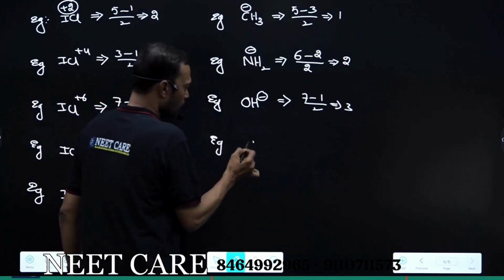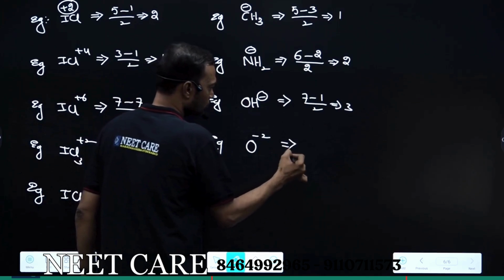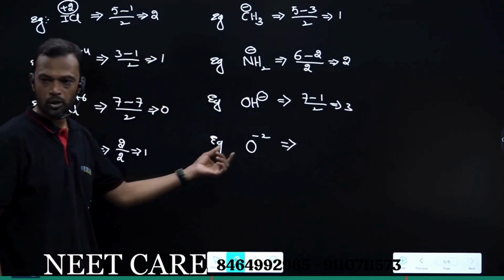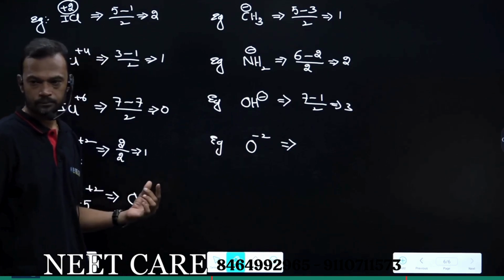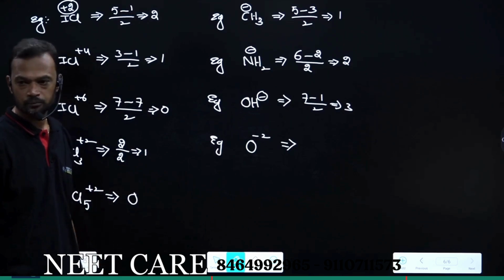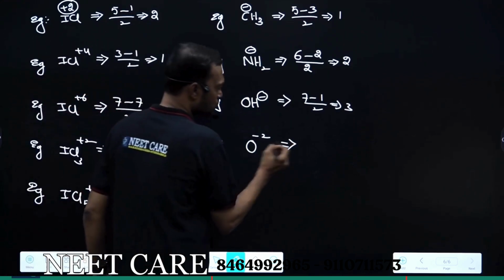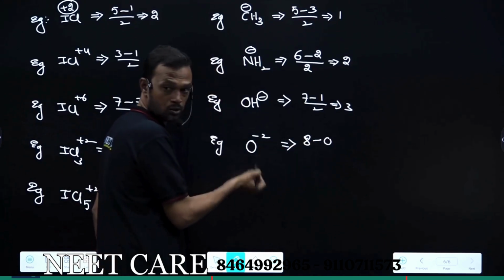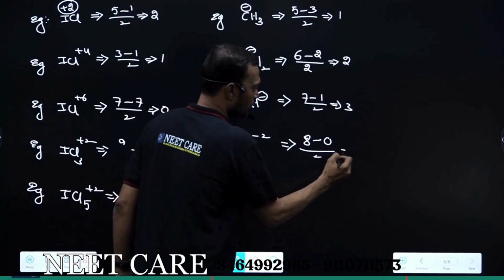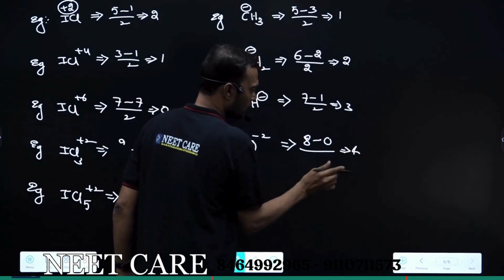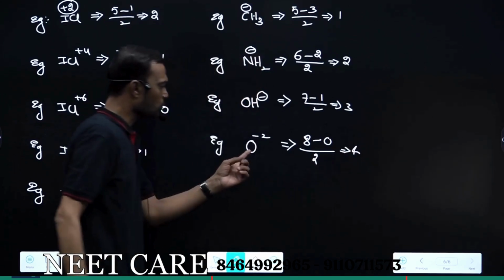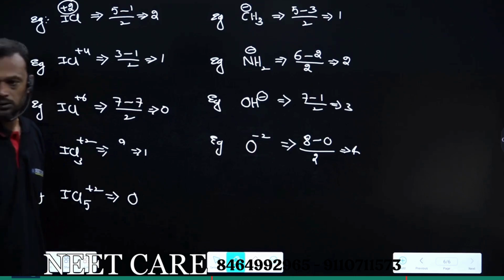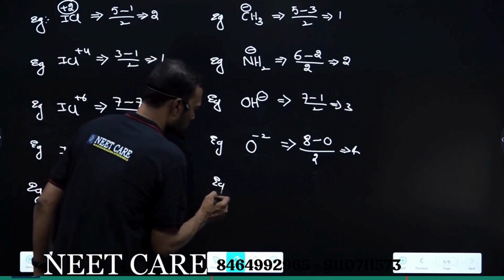Suppose if I give O minus 2, monoxide, this is called monoxide. O minus 2 is called monoxide. Now here how many lone pairs are present? Every oxygen belongs to 6. 6 plus 2, how much? 8. 8 minus 0. There are no sigma bonds, there is no pi bond. Divide by 2. Then how much will be the answer? Answer is 4. How many lone pairs are present in O minus 2? 4 lone pairs. Is it clear? 4 lone pairs are present in the given species.